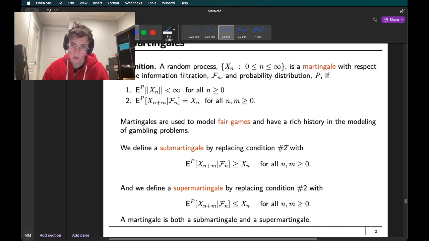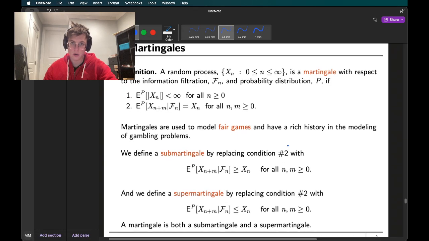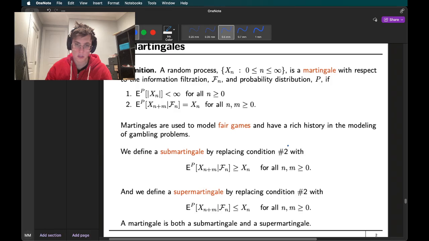Let's go. A random process X_n, n from 0 to infinity, is a martingale with respect to the information filtration F_n and probability distribution P if the expectation of |X_n| is less than infinity for all n greater than or equal to 0, and the expectation of X_{n+m} given the filtration F_n at time n is equal to X_n for all n, m greater than or equal to 0.